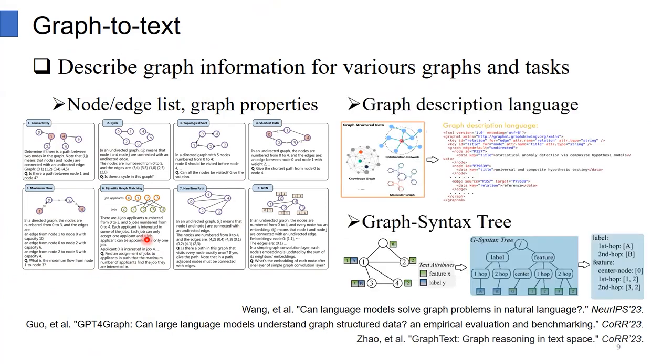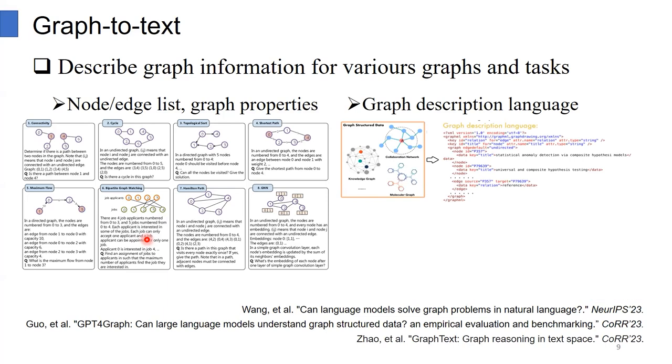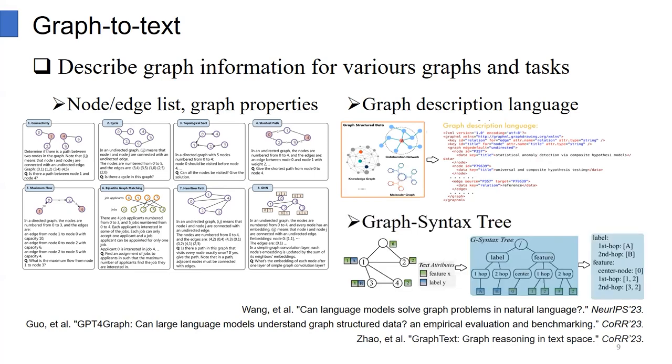There are some recent studies that come up with a graph description language. This is kind of like an XML markup. The basic idea is to convert the graph into a language, then any language model will be able to deal with it. Similar to the graph description language, studies also propose a graph syntax tree. They organize the graph based on its structure, for example, the topological structure like one-hop or two-hop, and put them into a tree. Based on this tree, we can also reorganize them into input for an LLM.